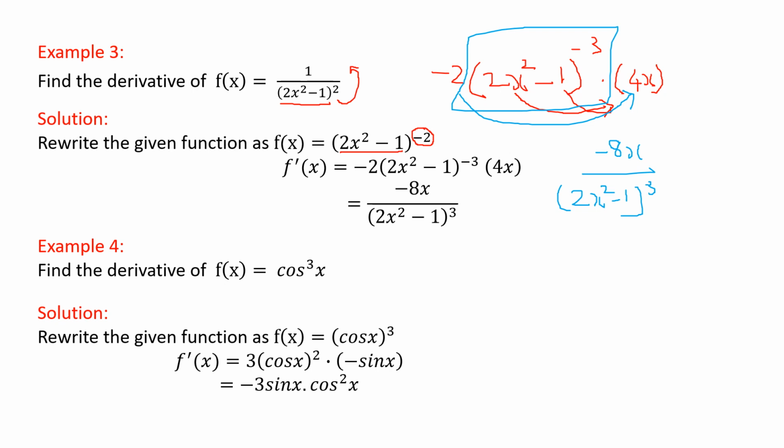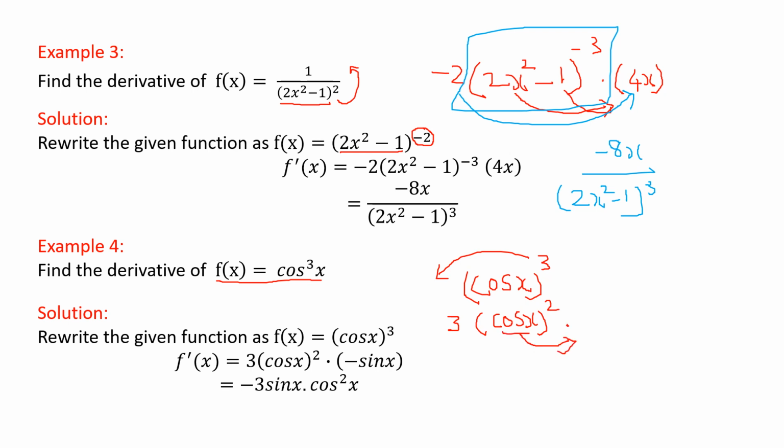Question number 4. Find the derivative of f(x) equal to cosine to the power 3x. So let me write this as (cosine x) to the power 3. For easy differentiation, I am writing the function like this. Now as per the rule, this will come front. So we have 3. Keep the inside function as it is, that is cosine x. Then reduce the power by 1, that is 3 minus 1 will give you 2, multiplied by the derivative of the inside term.